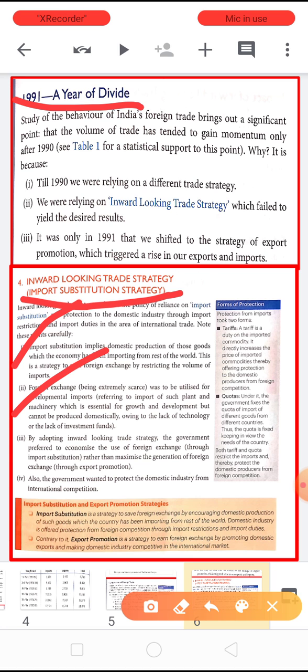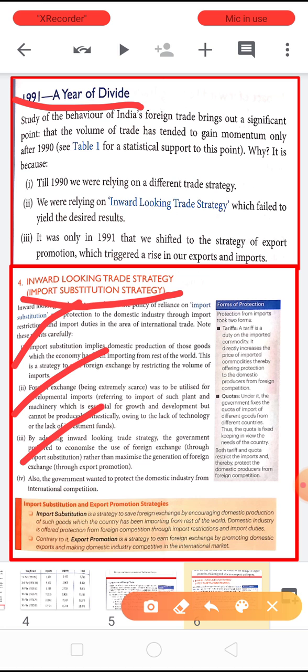So children, previously we used to import various goods and services, now we are importing capital goods from the foreign countries just to increase productivity.